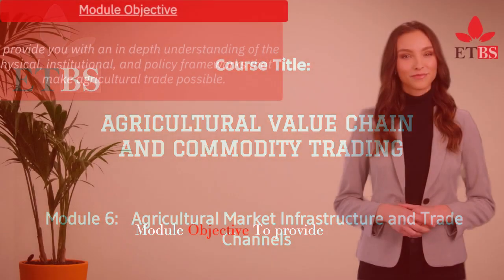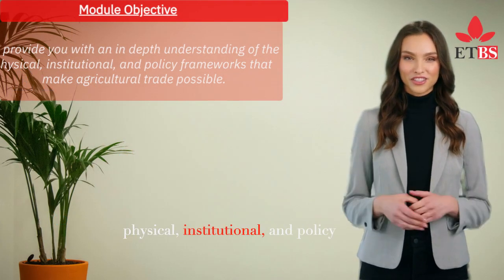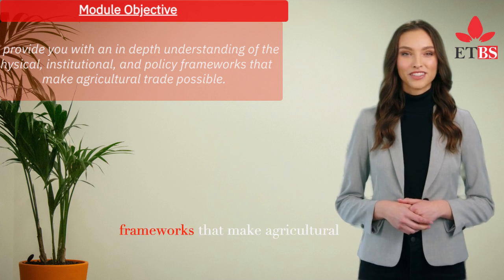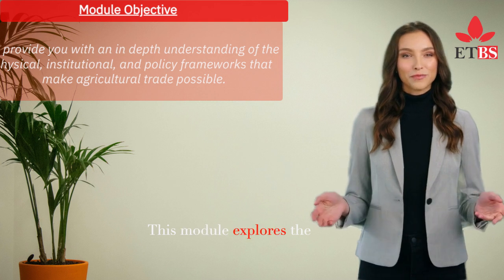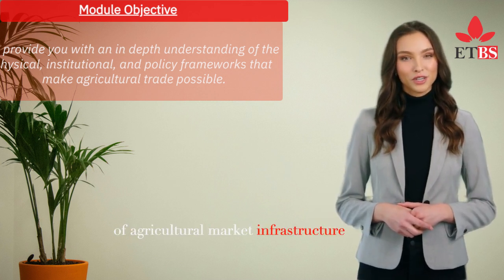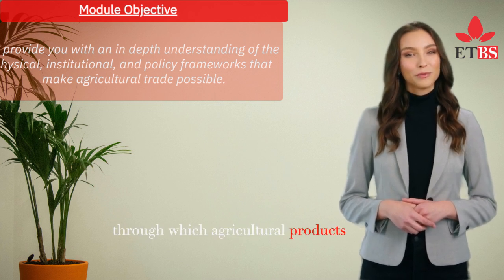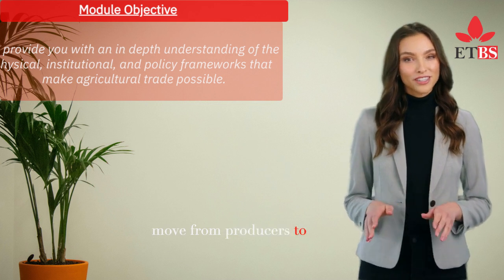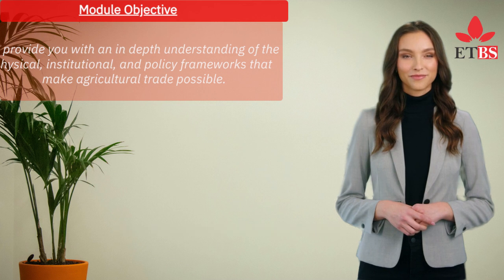Module objective: to provide you with an in-depth understanding of the physical, institutional, and policy frameworks that make agricultural trade possible. This module explores the types, roles, and impact of agricultural market infrastructure and the pathways, channels, through which agricultural products move from producers to end users in both domestic and international markets.